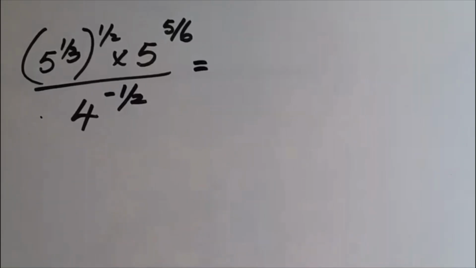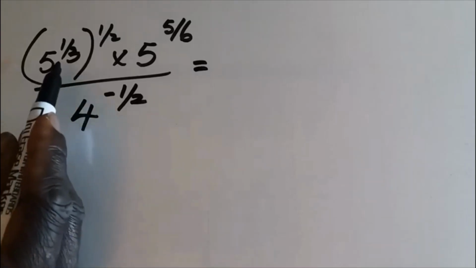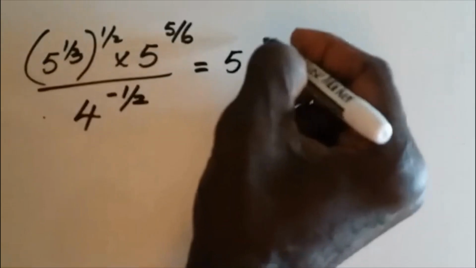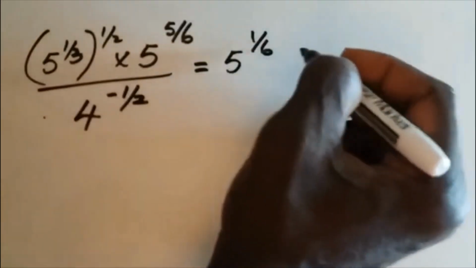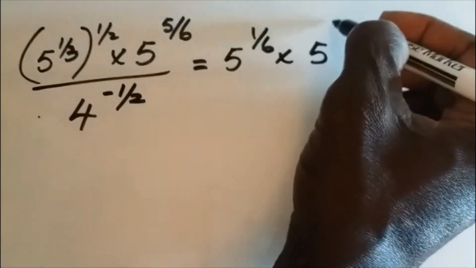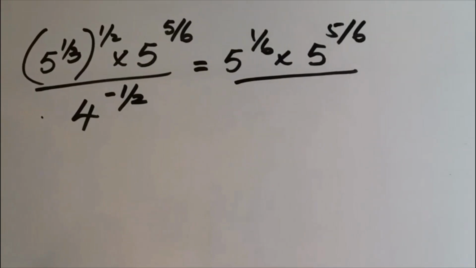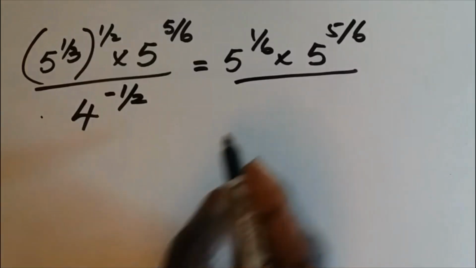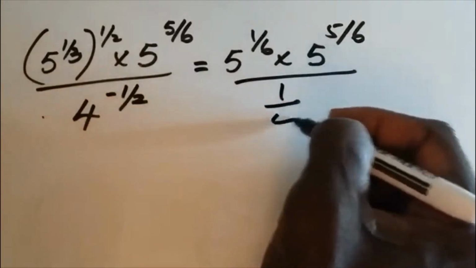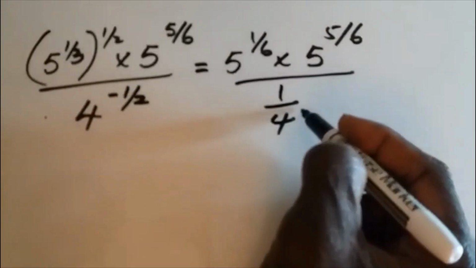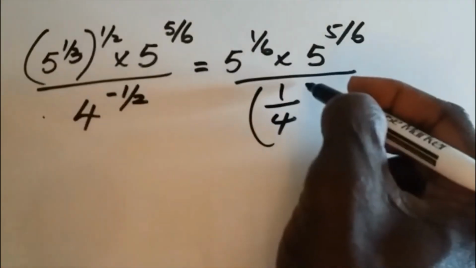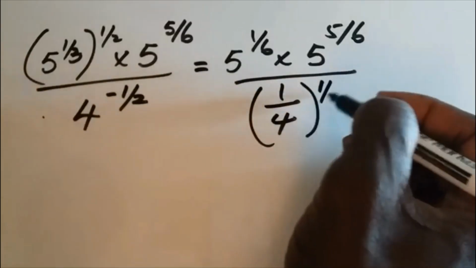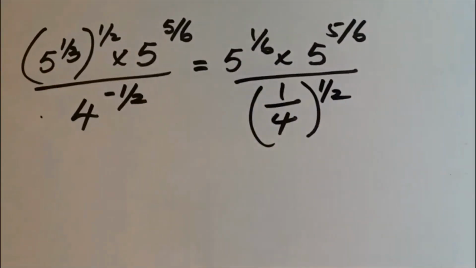And here's another question on indices. We'll clear the brackets here to give us 5 to the 6th power times 5 to the 5 over 6. And like before, we have a negative index, so we can take the inverse of 4, which is 1 over 4, and now we can apply the positive index now to both numerator and denominator.